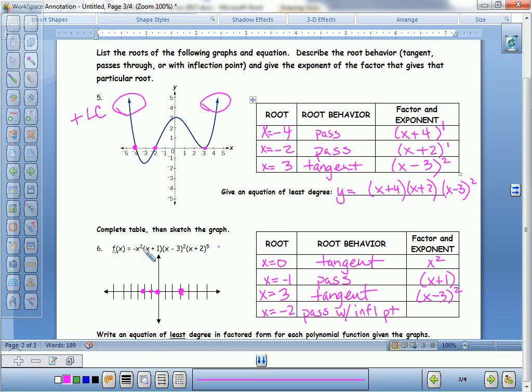All right, let's figure out a degree. 2, 3, 4, 5, 10. The degree is 10, and the leading coefficient is negative. So they're both going down.